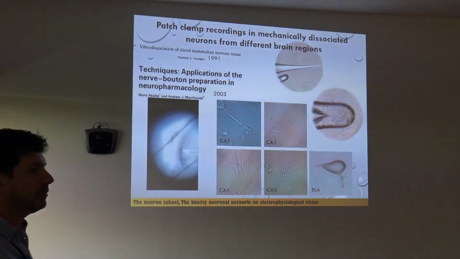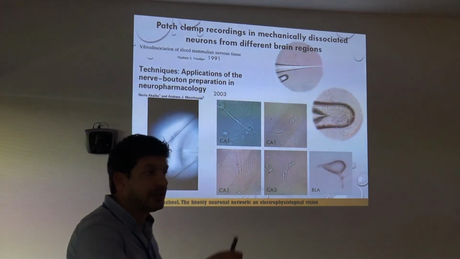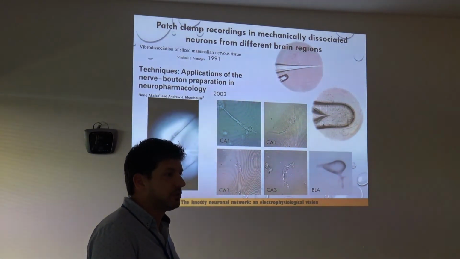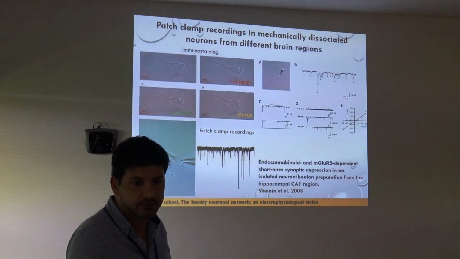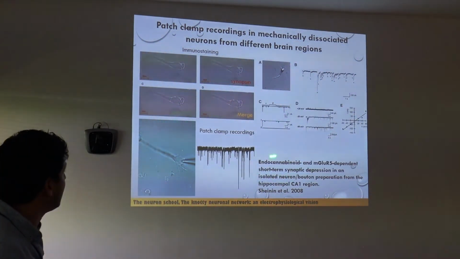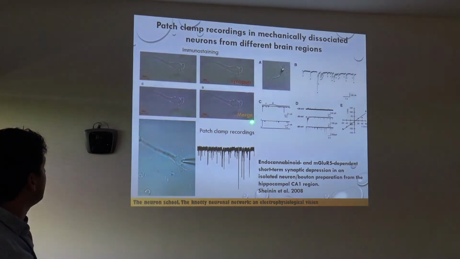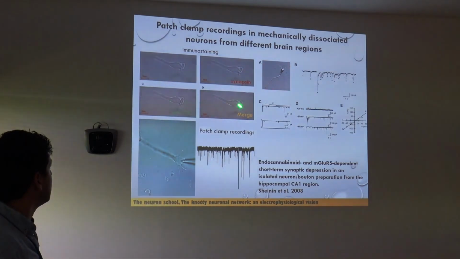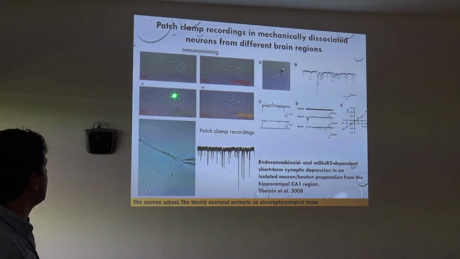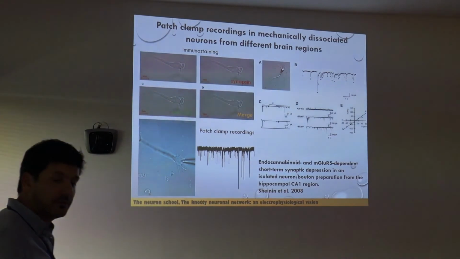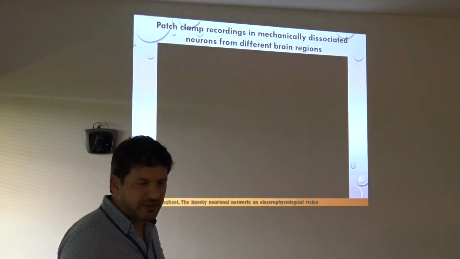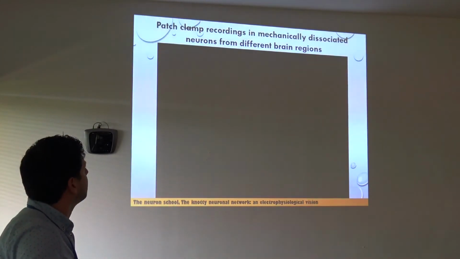Just to demonstrate that it is possible to dissociate a lot of neurons in several brain areas. If you have a slice and you are a good researcher, it's possible to dissociate a lot of kinds of neurons. And here you can see a paper that we published in 2008 in which we demonstrate the endocannabinoid and GABA-dependent short-term depression in isolated neuron bouton preparation from the hippocampal CA1 region. So we measure the synapses, the CB1 location. So you can make a lot of different kinds of experiments in these dissociated neurons. There is a video just to demonstrate the technique, but never mind.